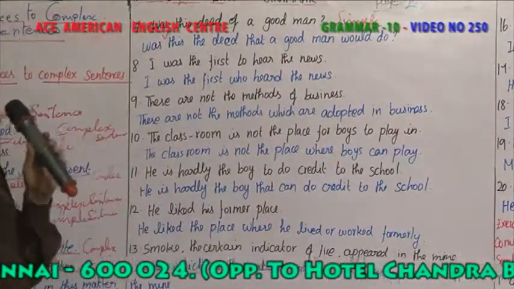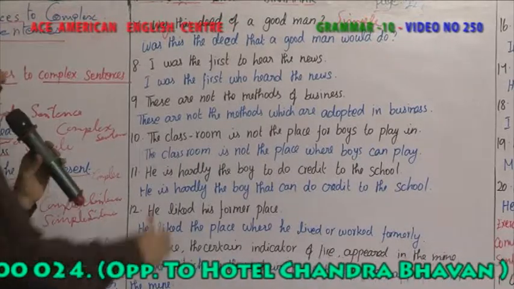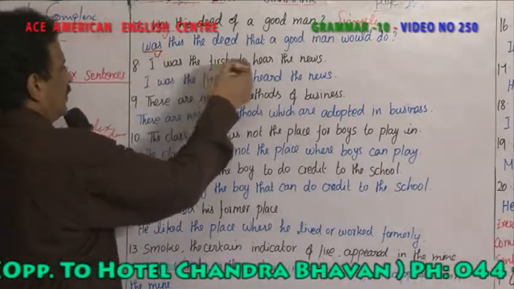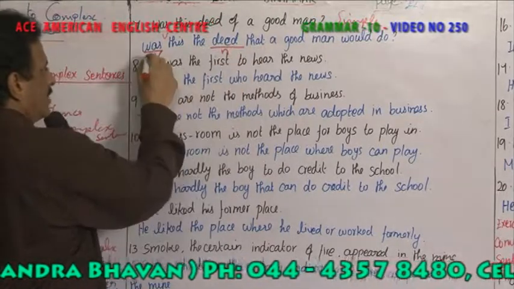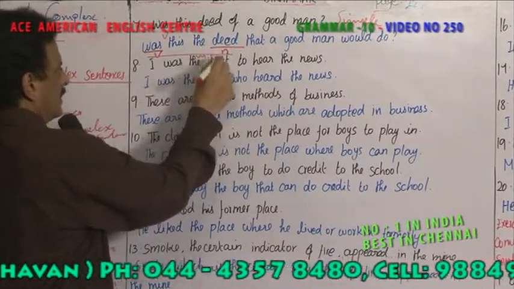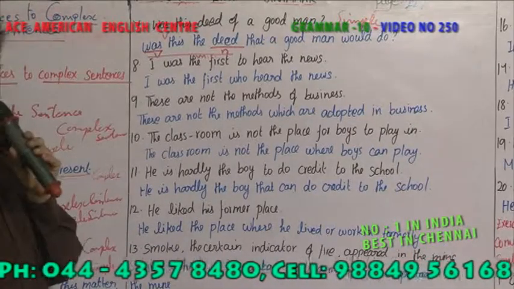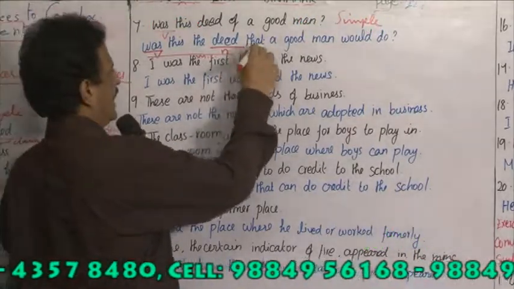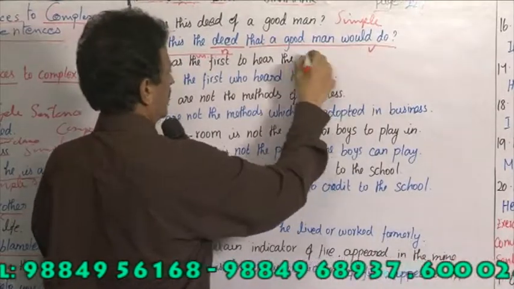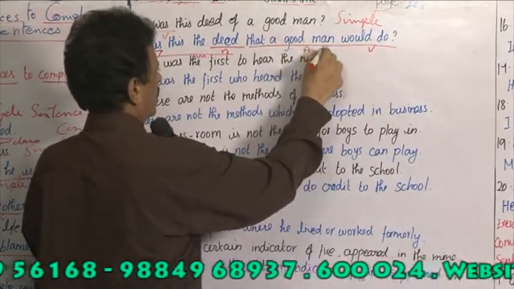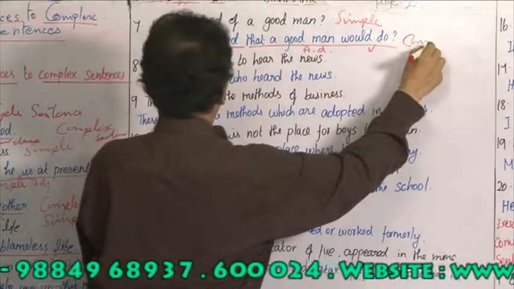a complex sentence? Was this the deed? So "was" is the verb. Was this the deed? Deed means action. It is a noun. So it is a main clause. That a good man would do. So this "that" stands for deed. That a good man would do. "Would do" is the verb. So this is an adjective clause. So this becomes a complex sentence.